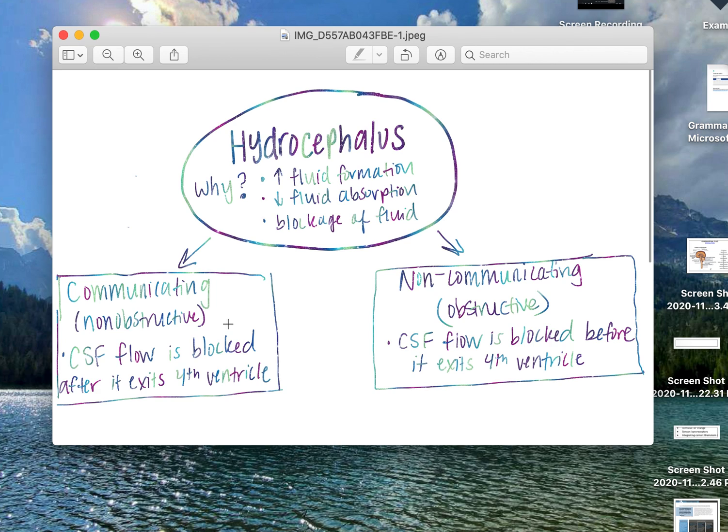Communicating or non-obstructive hydrocephalus is when CSF flow is blocked after it exits the 4th ventricle into the subarachnoid space. So it's called communicating because it communicates with the subarachnoid space. And so CSF is still able to flow into the ventricular system. Whereas non-communicating, the CSF will not be able to exit that 4th ventricle, so there's no communication with the subarachnoid space.